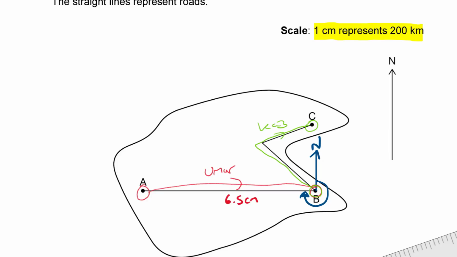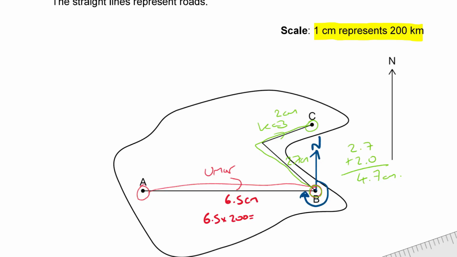And these two other dimensions are 2.7 centimeters and 2 centimeters, which together, 2.7 plus 2, gives you 4.7 centimeters for Kaz's journey. Okay, so you've got 6.5 centimeters and 4.7 centimeters. Now, don't forget that 1 centimeter represents 200 kilometers. So taking my 6.5 times it by 200, that will tell me how many kilometers have been traveled.